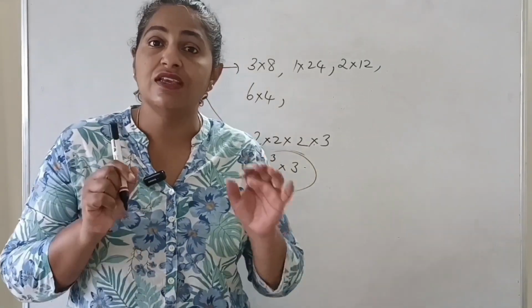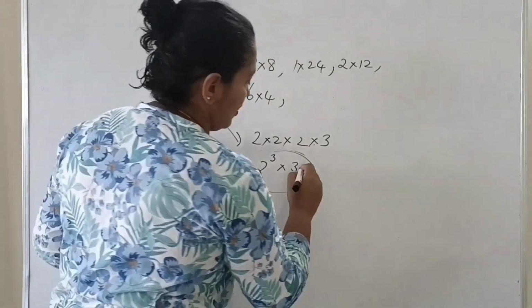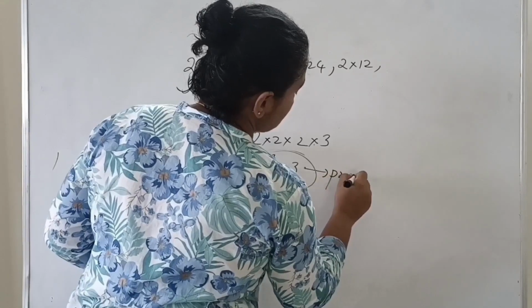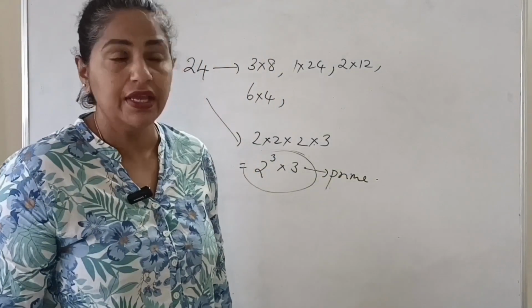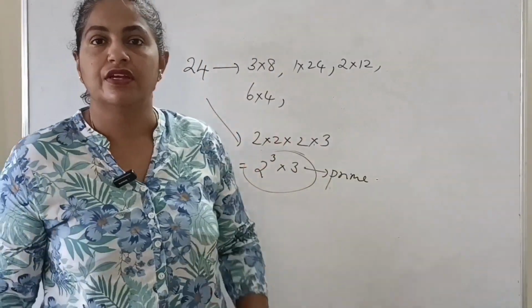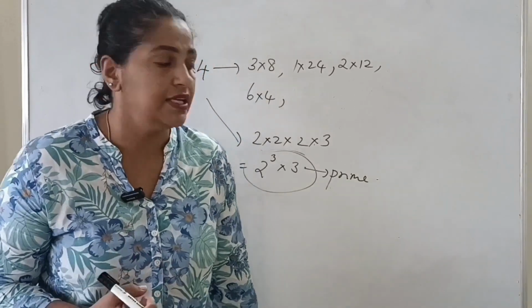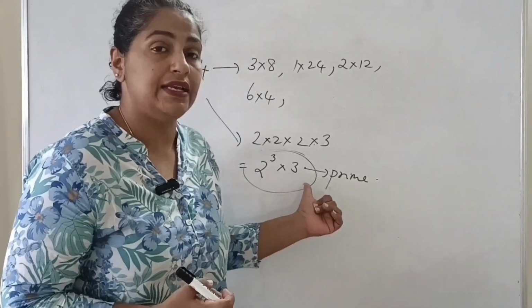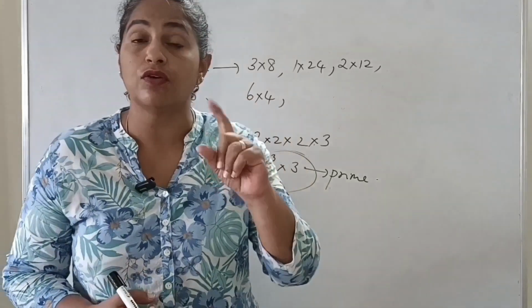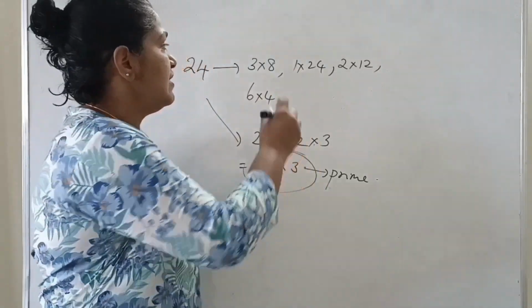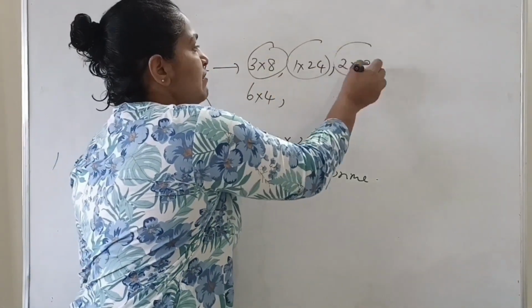This kind of factorization is called prime factorization, where there are only prime numbers. Okay, look at this factorization. There are multiple factors. In this case, I have got only a 2 and a 3, 2 occurring thrice and 3 occurring once. In this case, you can see that 24 can be written in many ways.